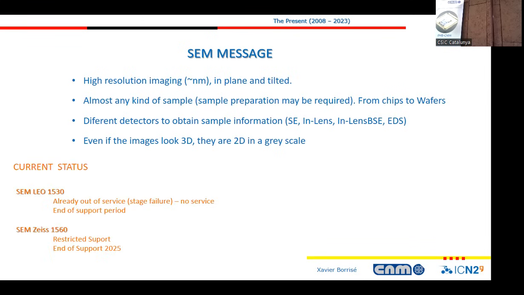Okay. The current status: the SEM is already out of service. We are trying to see if we can solve that, but we have a problem with the stage, a power failure. This one is not under maintenance because we are in the end-of-support period, so we have to see if we can replace it or not.